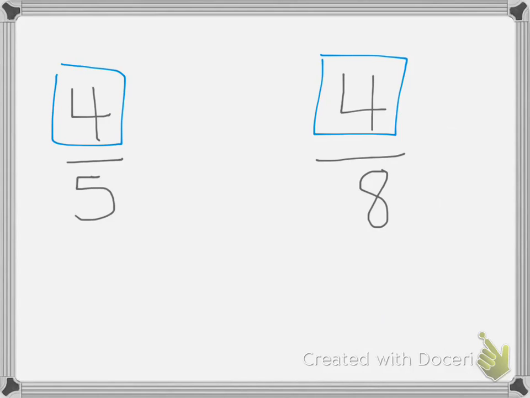This might seem a little backwards from what you're used to, but if you think about what the denominator means, it's how many pieces we're dividing the whole into. So one way to think about it is if you're sharing a candy bar with 5 people, the pieces are going to be bigger than if you're sharing that same candy bar with 8 people. The more parts you divide it into, the smaller each part gets. So the numerators are the same, so the fraction with the greater denominator, which is 8, is smaller. So 4/5 is greater than 4/8.